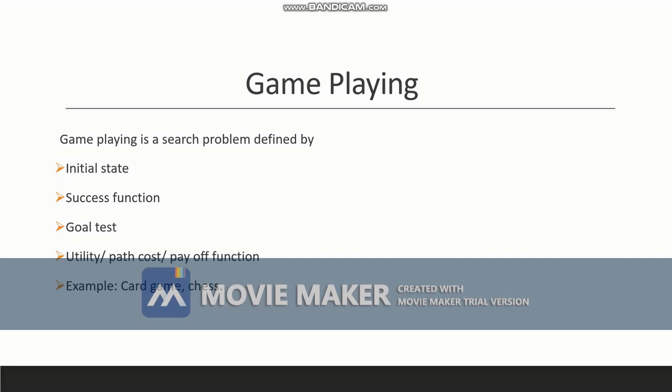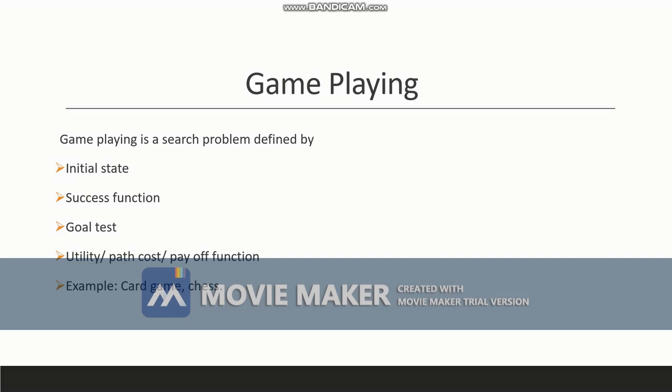And how is it defined? It is defined by four things. Number one, initial state. Second, success function. Third, goal test. And fourth, utility or path cost or payoff function. So we are going to discuss all four things using some examples. The example that we can take is a card game or chess or tic-tac-toe game.